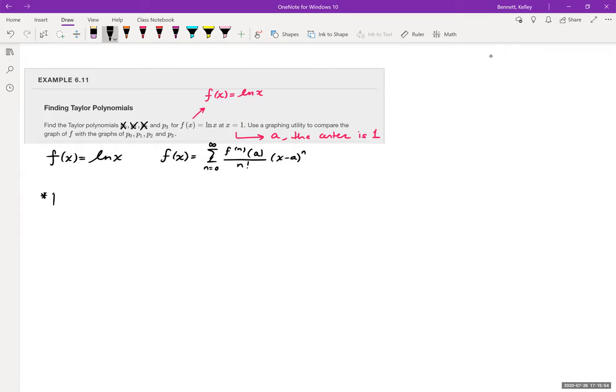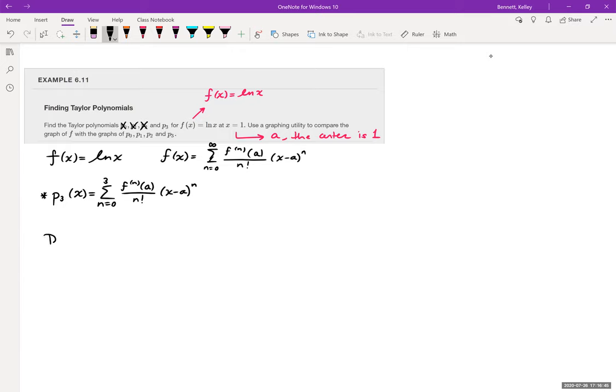So the idea is that the Taylor polynomial of degree 3 is just the partial sum from n equals 0 to 3 of the very same form. So again, I'm not going to add up all the terms. I'm just going to stop at third degree. So if I want to use the third degree Taylor polynomial to approximate f of x equals ln of x, centered at x equals 1, I need to know f of 1, the first derivative at 1, the second derivative at 1, and the third derivative at 1.